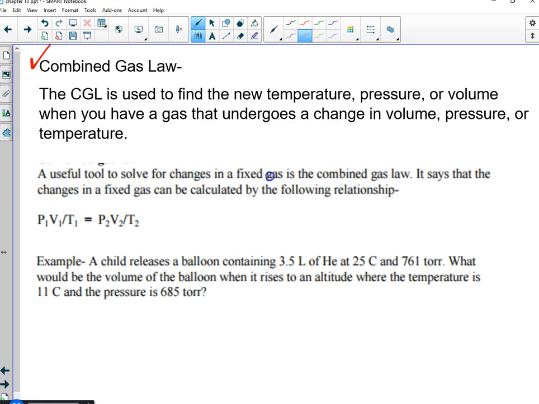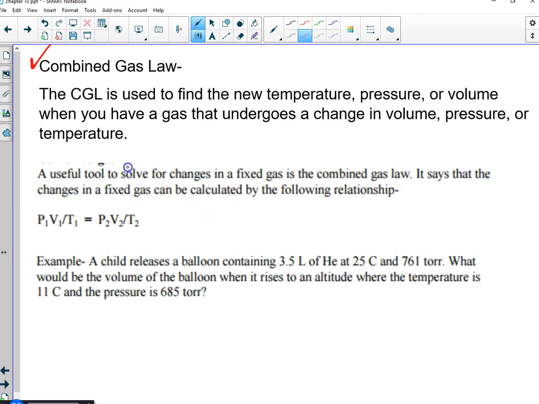Okay, this is called the combined gas law. This one's not that bad. It has a ton of variables, so it looks like a nightmare, but it's really not that bad. The combined gas law is used to find the new temperature, pressure, or volume when you have a gas that undergoes a change in volume, pressure, or temperature. Okay? It takes advantage of the fact that if it's the same gas, then n is the same on both sides, so it's just canceled out. It's going to say the PV=nRT of the gas at the start will be the same as the PV=nRT at the end. But n and R can be eliminated because they're both constants in this fixed gas.